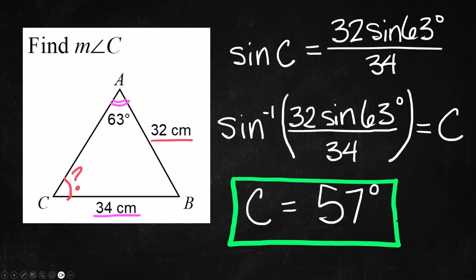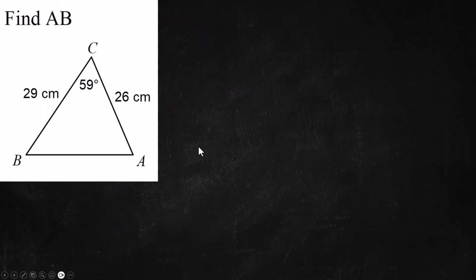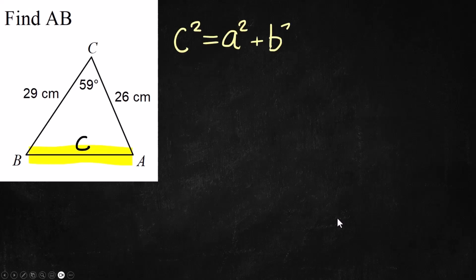Put a box on it. For this question, I'm supposed to find length AB, which is this thing down here. I'm going to call that side C instead of AB because it's opposite angle C. I know this angle, but I don't know any others, so I can't use law of sines, so I'm going to use the law of cosines.